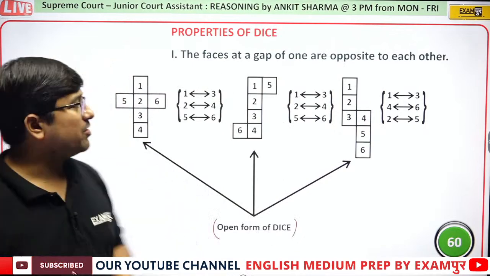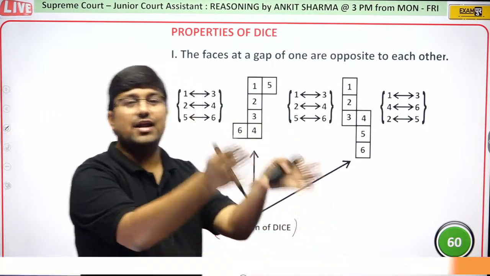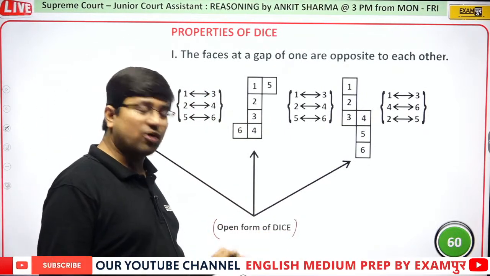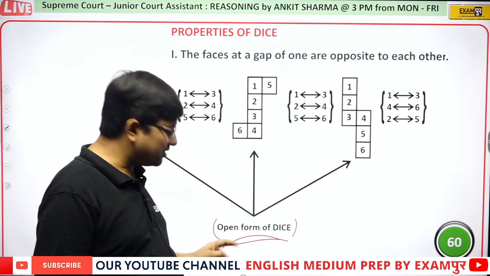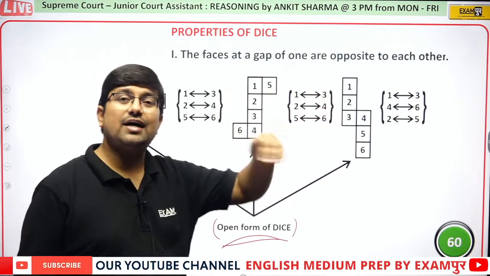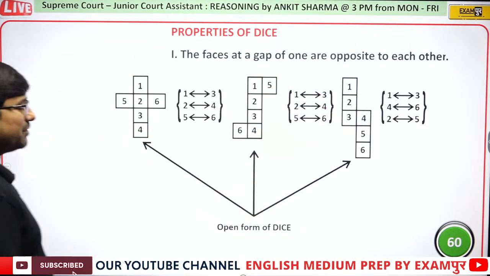Now again, if the examiner is asking you to fold it and make it a dice again. Fold means this is the unfolded or open form of dice. It is the open form of dice. Now if the examiner is telling that, now come on, fold it and make it a dice again, then what are you going to do? See, then what we will be doing, my dear students.